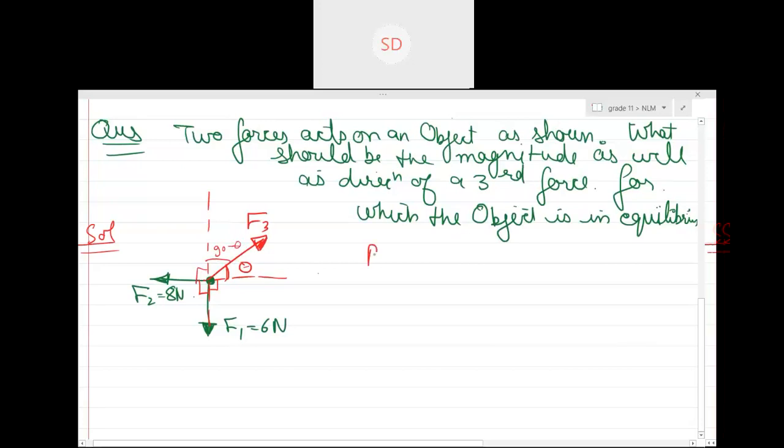So by Lami's theorem, if the object is in equilibrium, can I write this particular thing: F1 upon sine of, do you remember what was theta 1? Theta 1 was the angle opposite to F1. So the angle opposite to F1 is how much? 90 plus 90 minus theta, which is sine of 180 minus theta. Yes or no? Can you see the angle opposite to F1 is this angle? So what is this angle? This 90 plus this 90 minus theta, which is 180 minus theta.